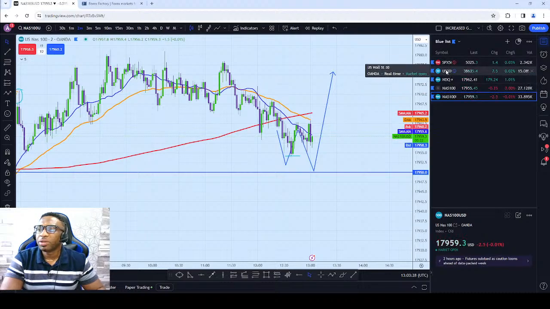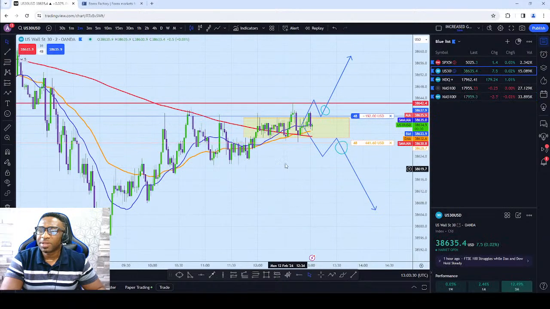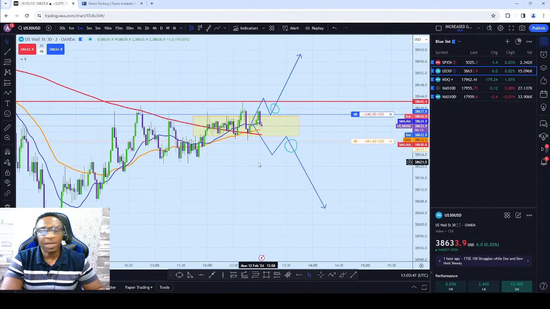Currently on US 30, as we can see, it's also still within this boxed area. It pushed up, came down, pushed up, still within this zone. So as we build these two scenarios, whichever one comes into play, we'll take advantage of it and ride with it.